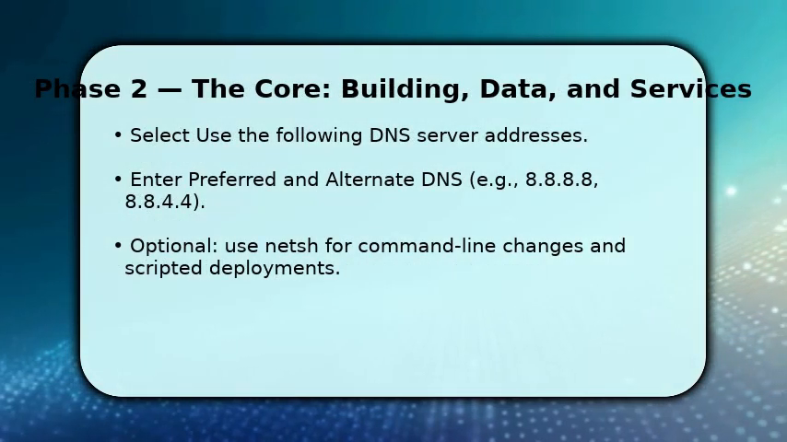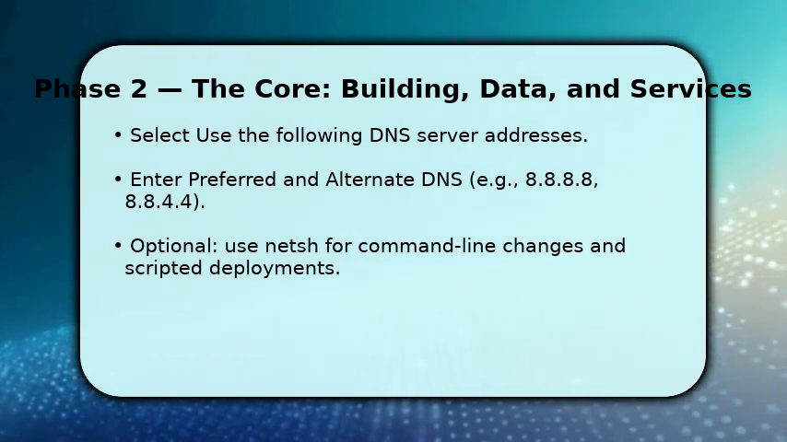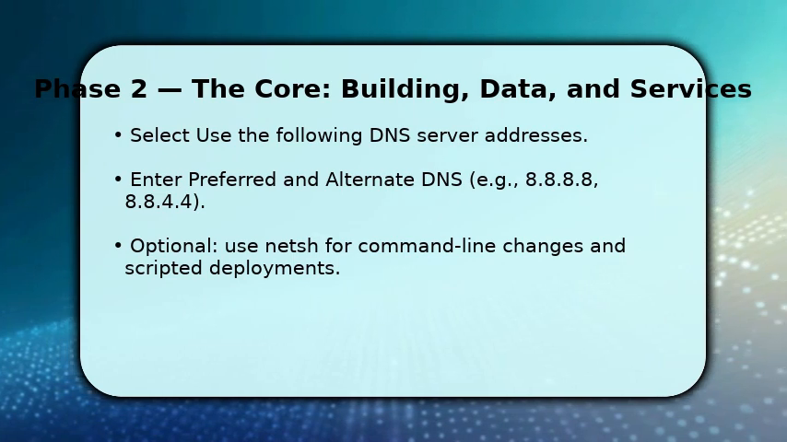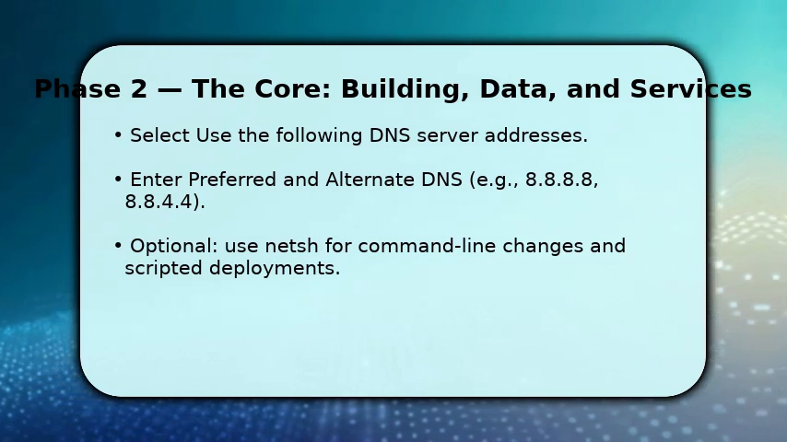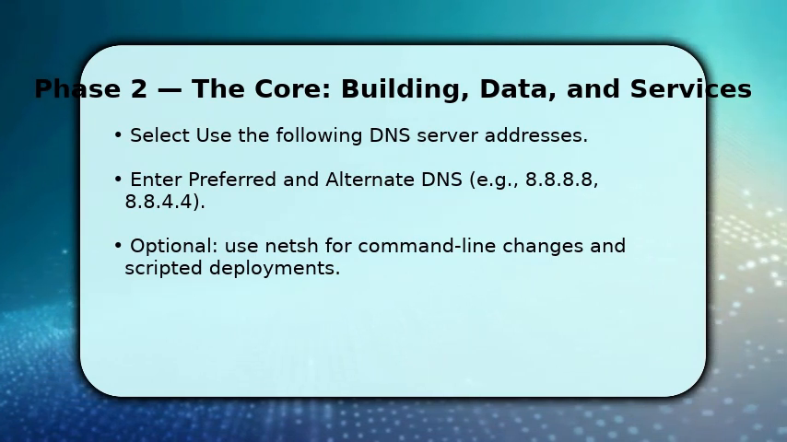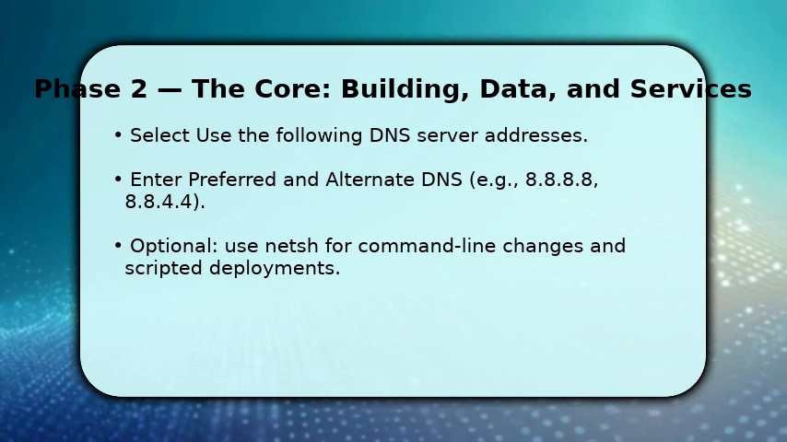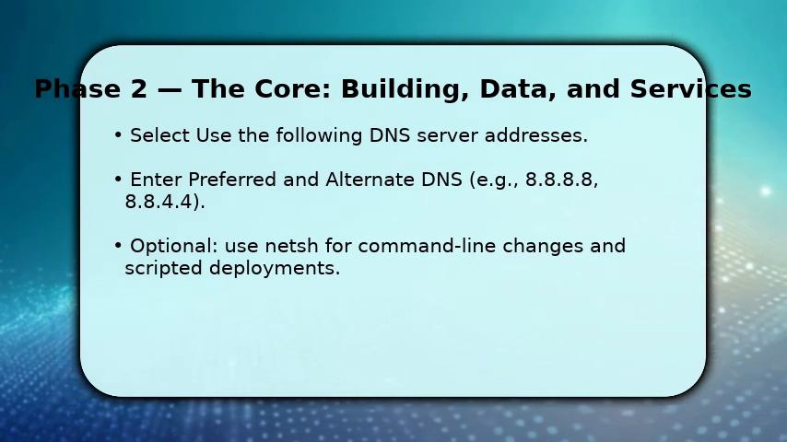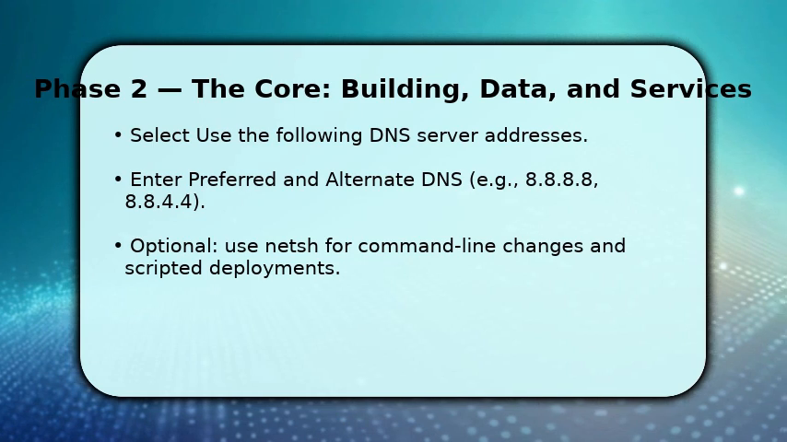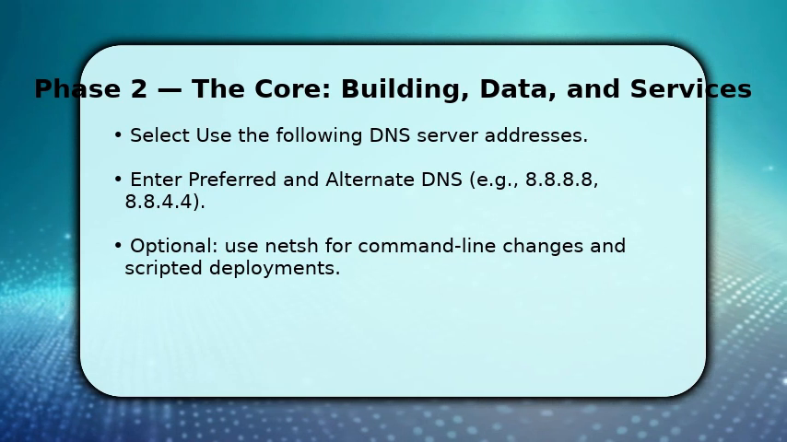You will set specific DNS servers and understand why. Choosing a reliable resolver reduces lookup latency and can add filtering or privacy. In the IPv4 dialog, use the following DNS server addresses and type a preferred and alternate address. For example, Google 8.8.8.8 and 8.8.4.4, or a privacy-focused resolver. Make sure to note ordering, the system queries the preferred first.